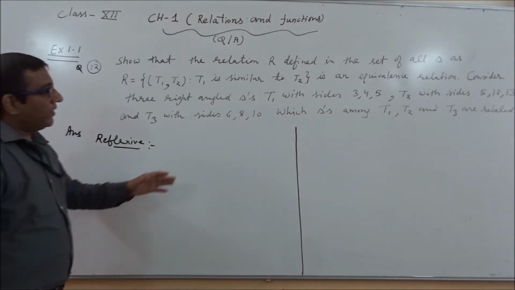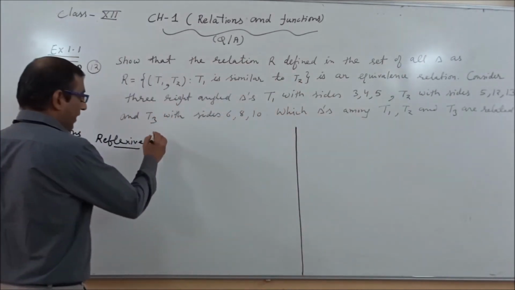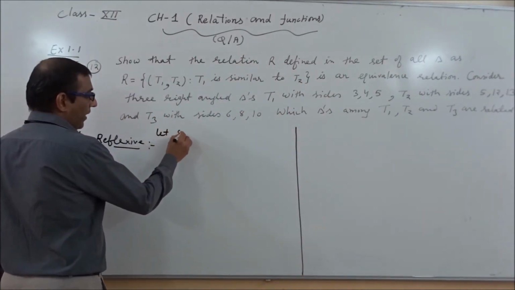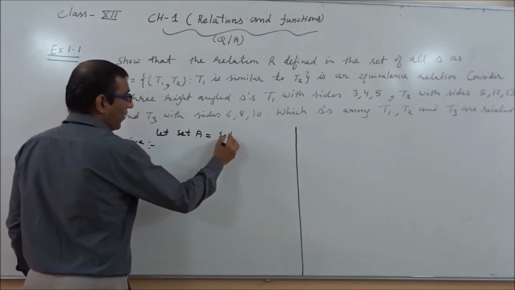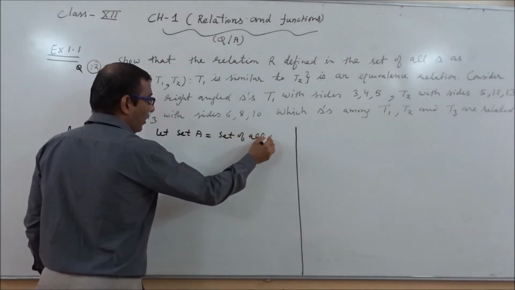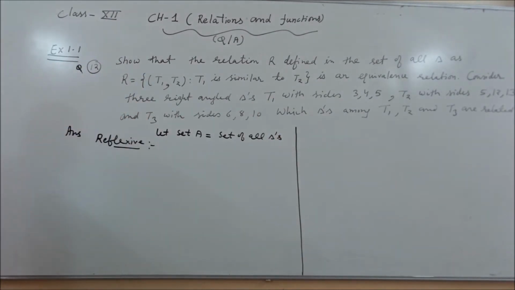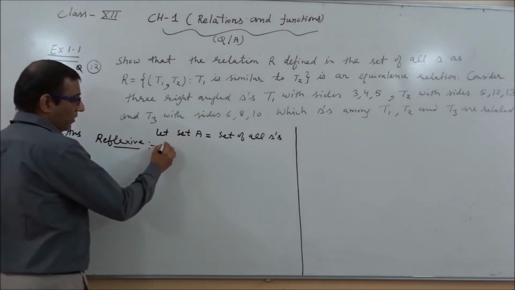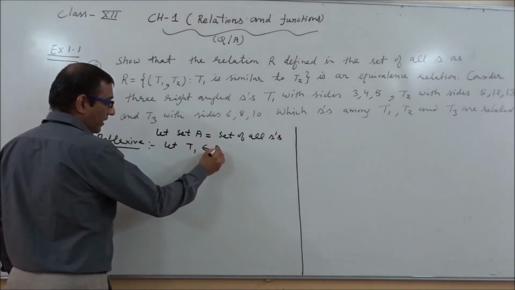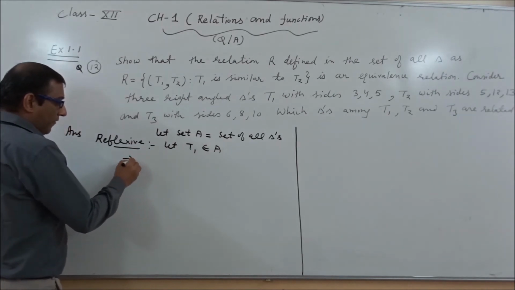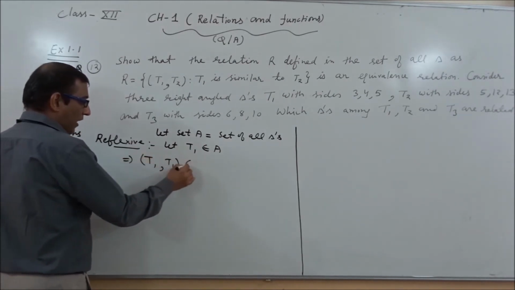So here a set is given, the set of all triangles. If you write one more point in that, set A is related with the set of all triangles. Now we will come to reflexive. So in reflexive, we will take T1 belongs to this set A. Then we can say (T1, T1) belongs to R.